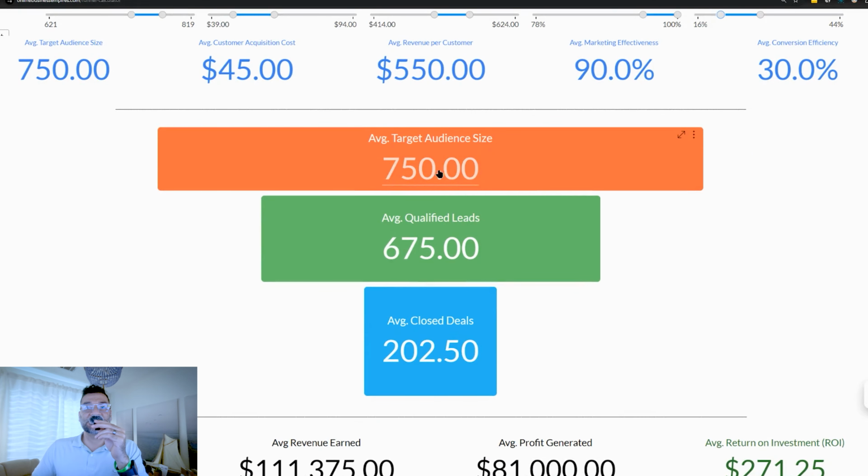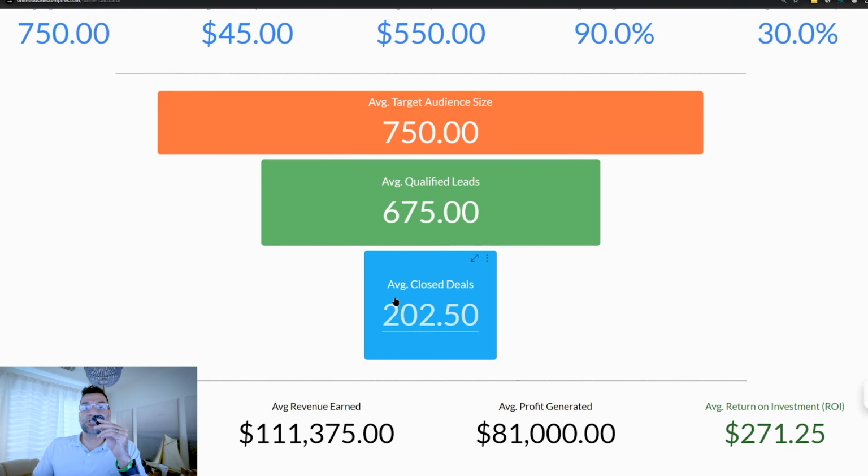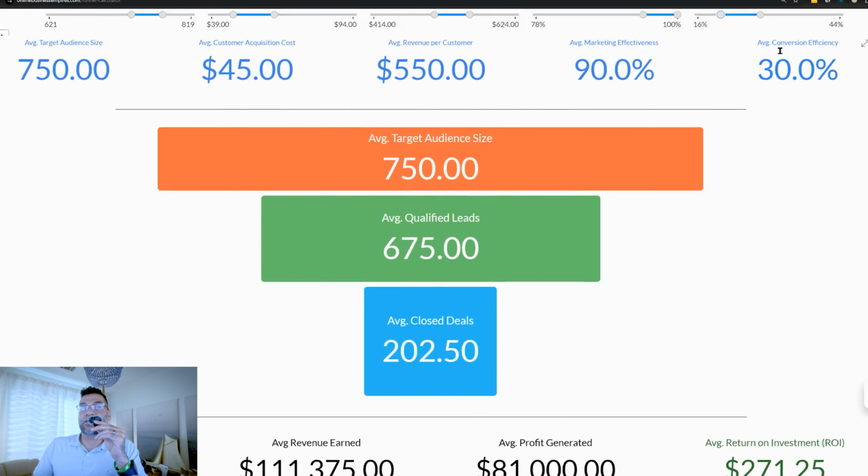So based on this scenario, we got an average target audience of 750. That's all of our audience. Because our marketing is so effective, we're able to convert 675, which is really, really good if our target audience is just 750. And from those 675, based on 30% conversion efficiency, we're able to convert 202.